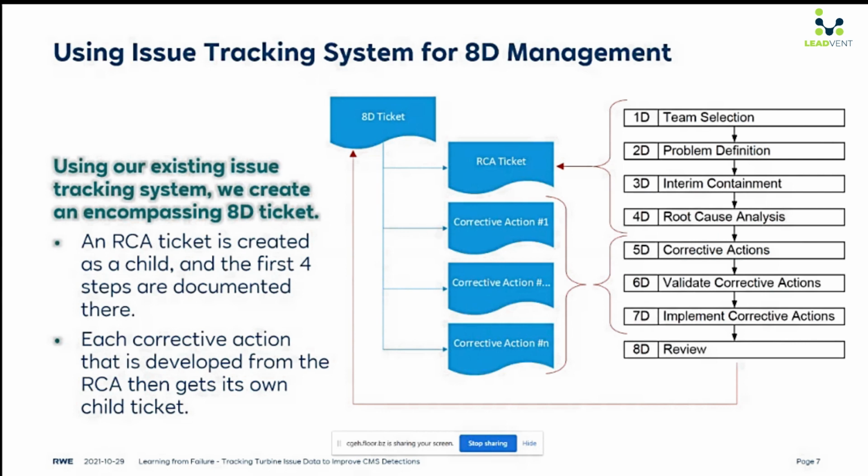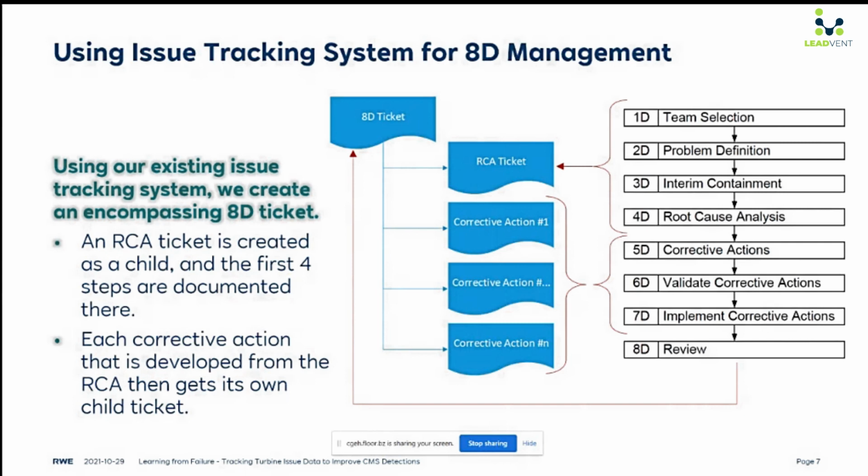All right, this is a little bit of the nuts and bolts part of the presentation. This is delving into a bit of technical detail, but it actually took us a lot of iterations to get here. So if we can save you some trouble, we'd be glad to do it. Assuming you have an issue tracking system capable of creating parent-child relationships between tickets, managing the 8D process is relatively simple, particularly once you recognize the process can be broken down into a couple of very manageable work packages.